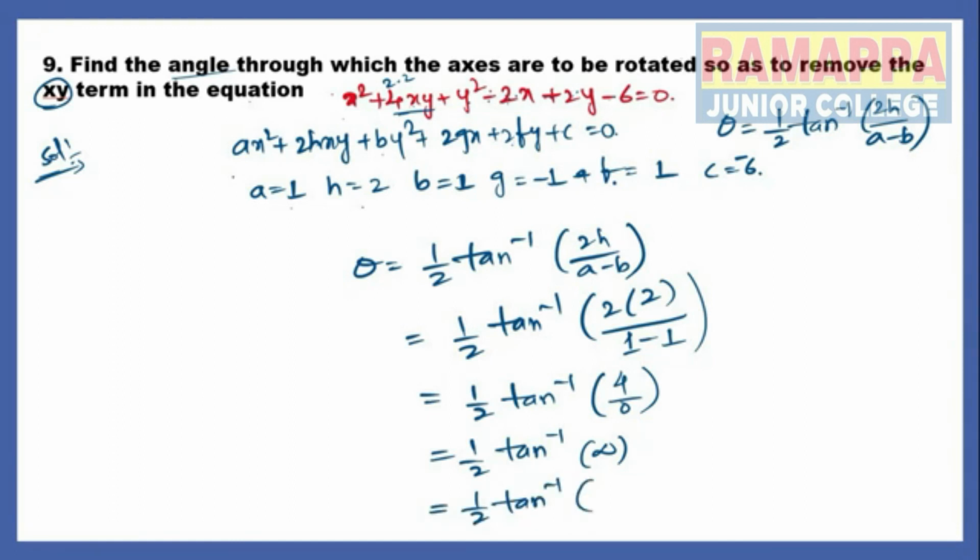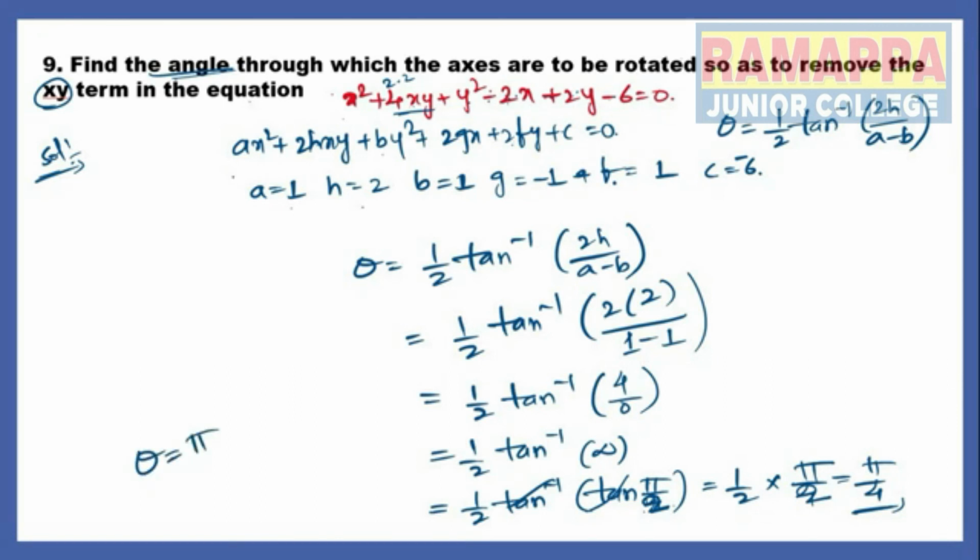Tan inverse of infinity, we can write as tan pi by 4, okay, tan pi by 4. Tan pi by 2 means 90 degrees. So tan inverse tan will get cancelled, and it will become 1 by 2 into pi by 2, 180 degrees means pi. So 1 by 2 into pi by 2 will become pi by 4 is the answer. So he is asking us to find the angle. Theta is equal to how much? Pi by 4 here. So this is the solution of the ninth one.